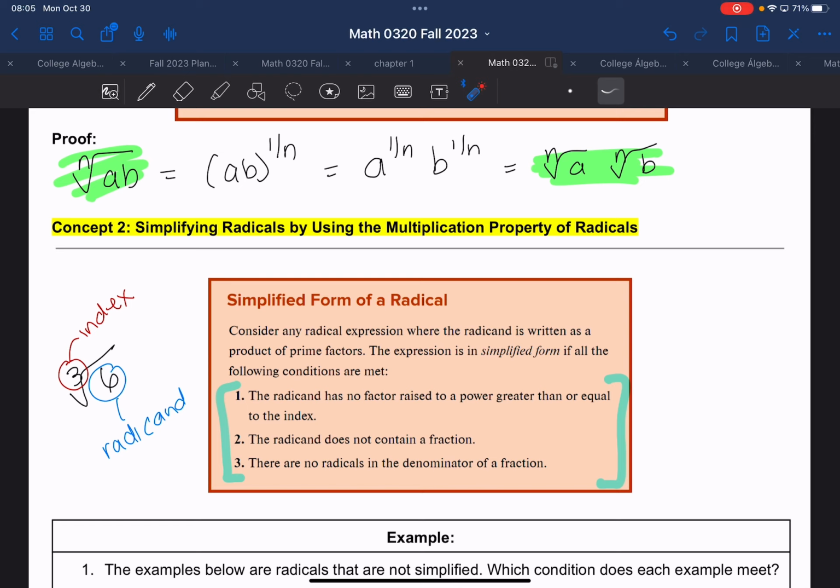The radicand does not contain a fraction. So this number here inside of the radical cannot be a fraction. It has to be a whole number. And then lastly, there are no radicals in the denominator of a fraction. Meaning if I had the fraction 2 over the square root of 3, we could not simplify this because there is a radical inside of the denominator. So that's what these 3 rules are talking about. And we'll see that more in the examples.